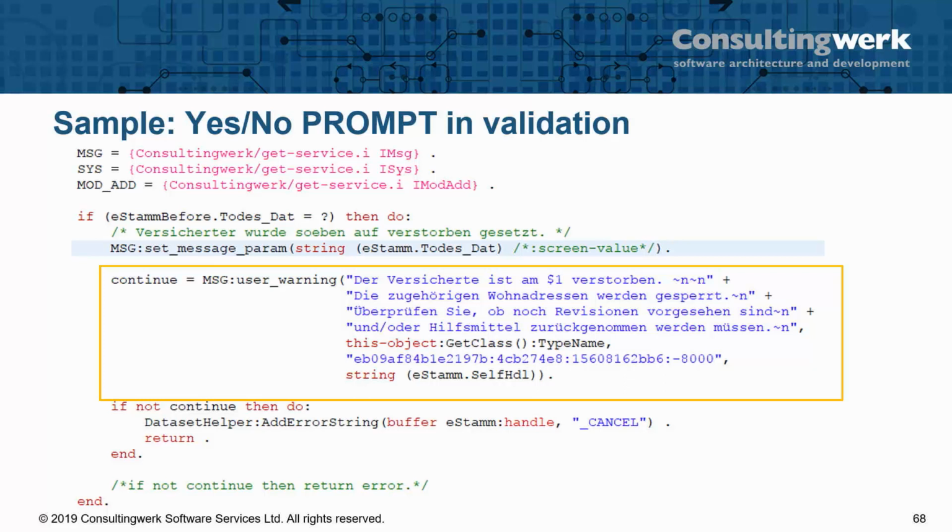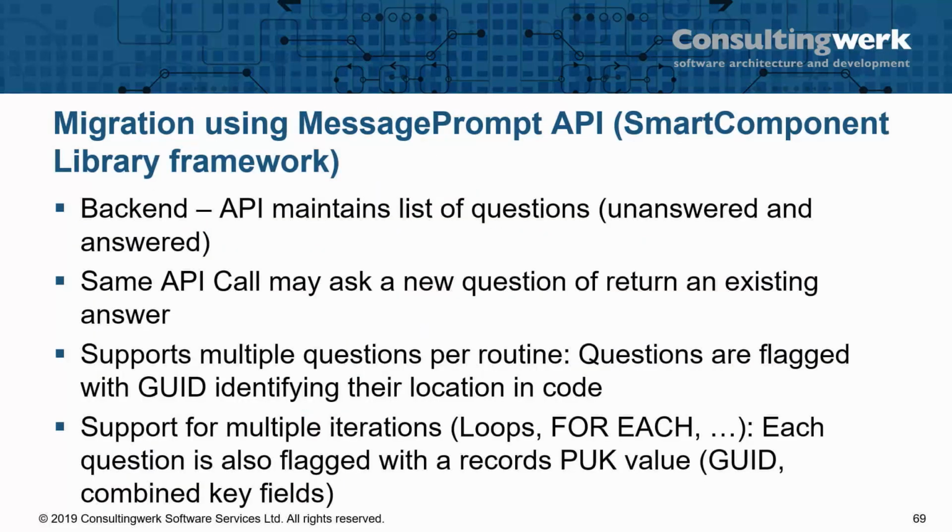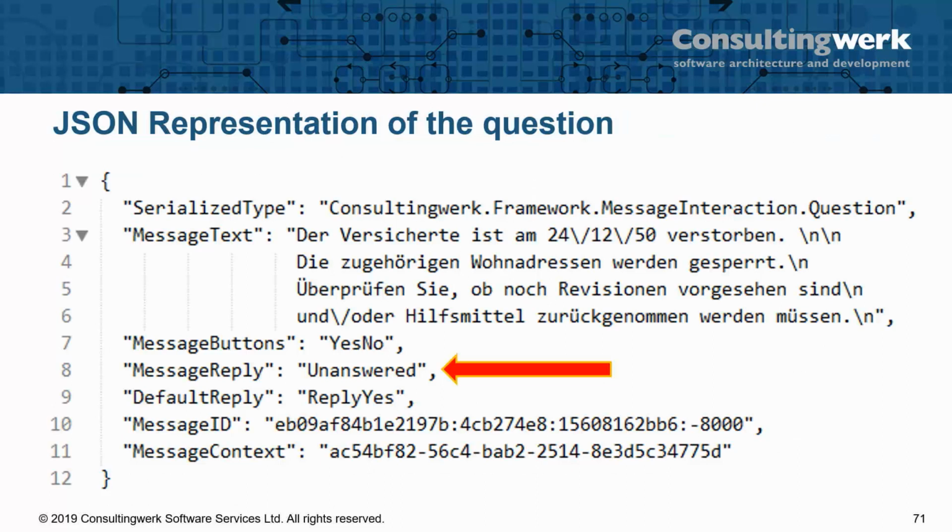And we can identify questions by GUIDs. This GUID is basically identifying that location in the code, so that we have a unique identification of the question. And the rest is framework functionality. This is an example of how we return such a question as a JSON structure to the browser-based code. The browser knows that it needs to display that and get back. First the reply is unanswered. Later it would be yes, no, OK, cancel, whatever the set of buttons was that belonged to that question.